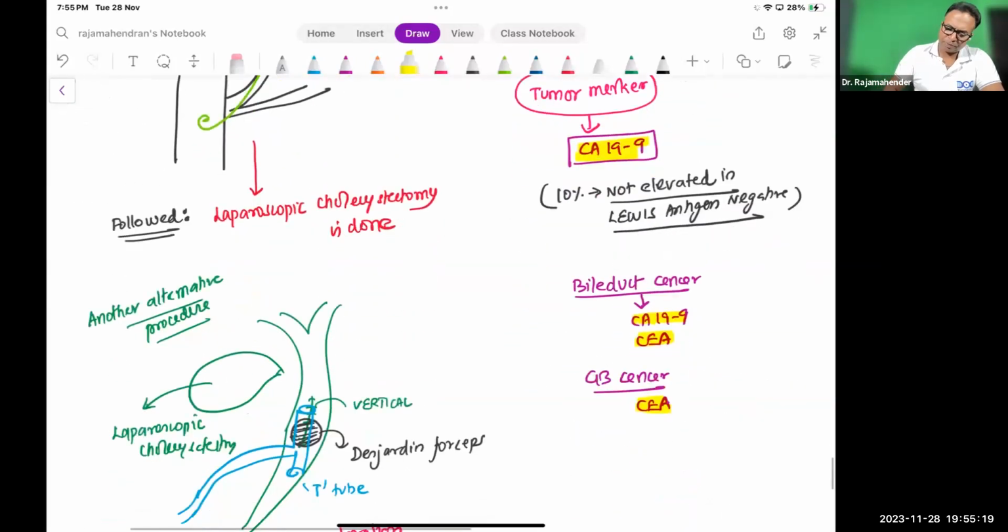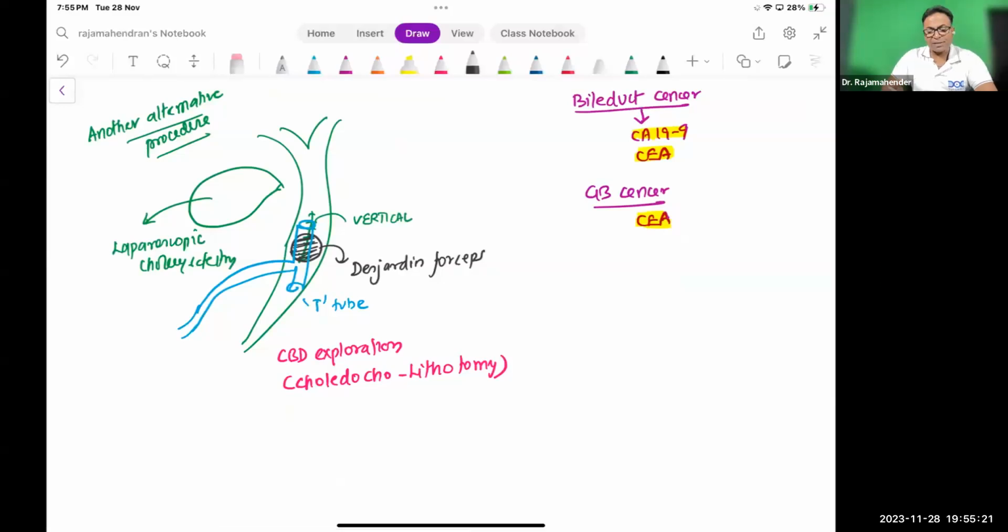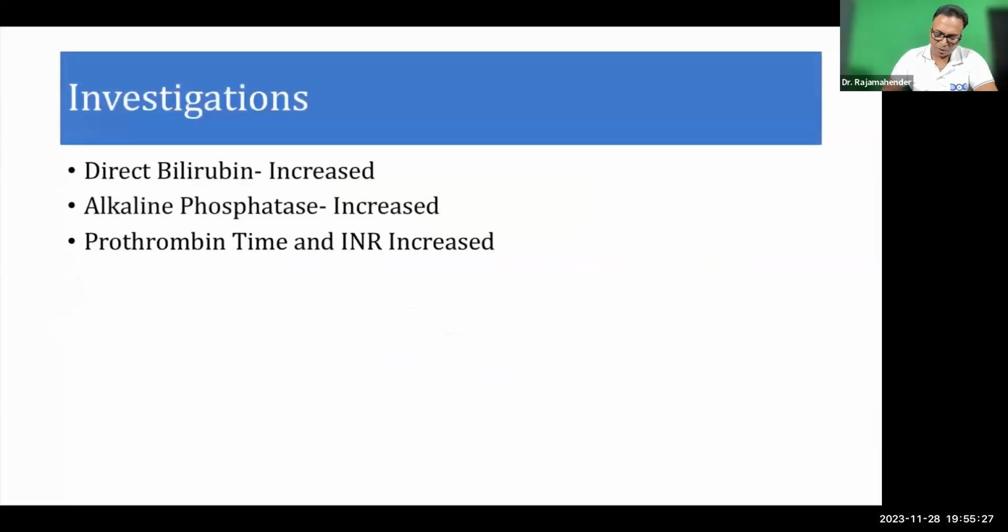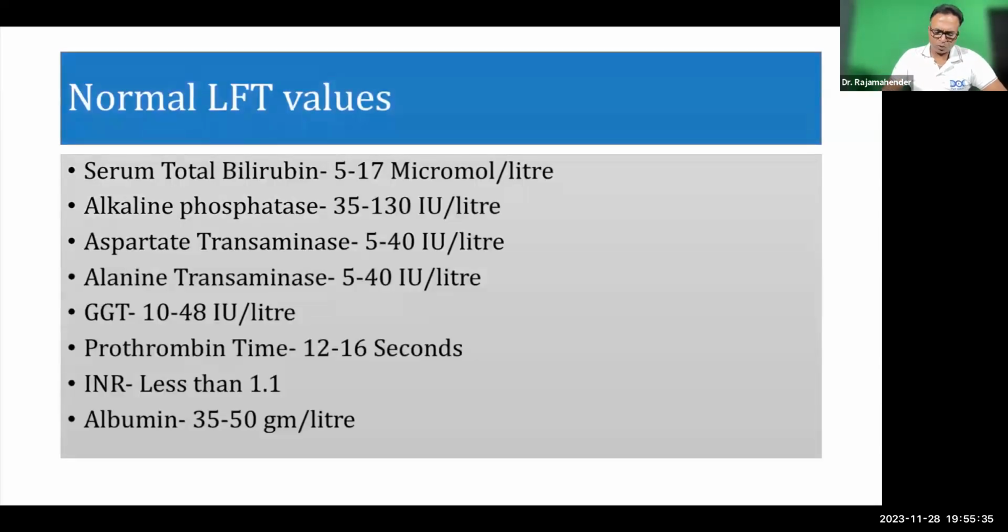Okay. So this completes the investigation part of obstructive jaundice. Let me show you the images now. I told you the investigations: don't forget direct bilirubin increased, alkaline phosphatase increased, prothrombin time and INR increased. Just have an idea about the values. You might be asked the values in the exam. Prothrombin time normal is 12 to 16 seconds, and INR is less than 1.1. All these values, just go through.